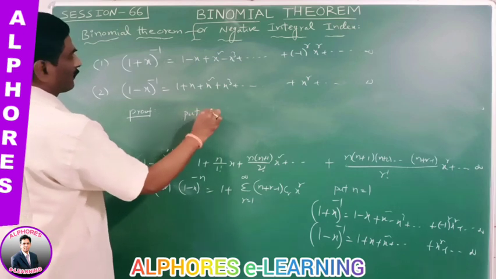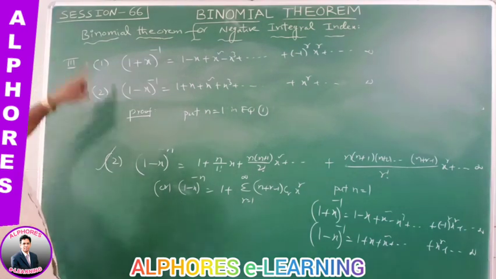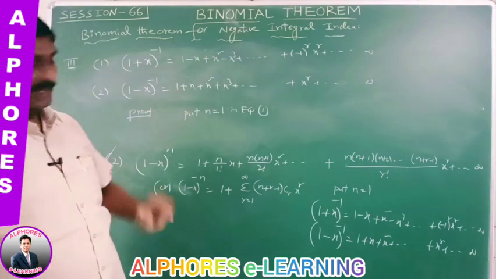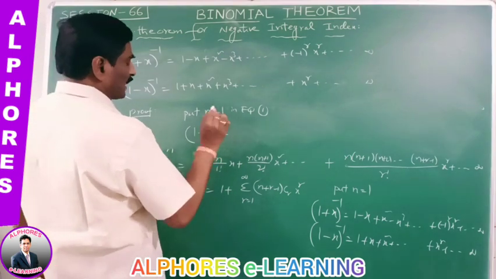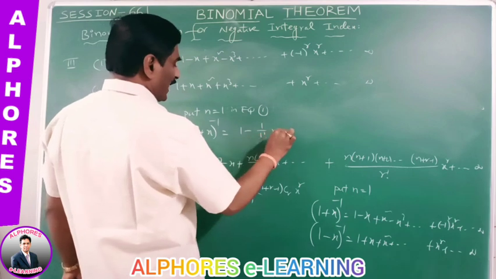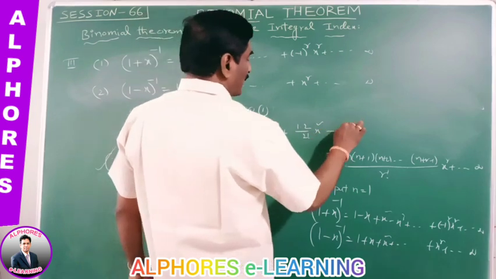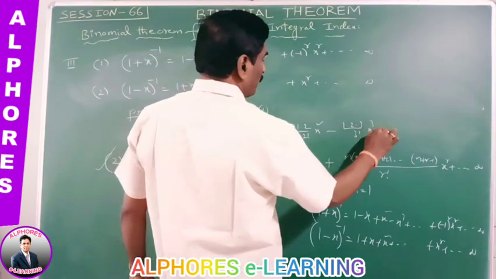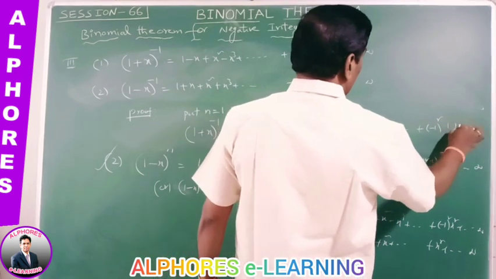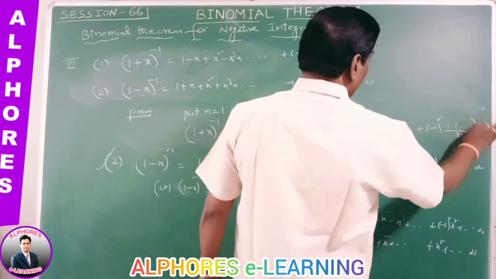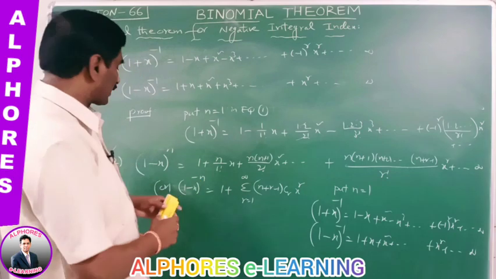Put n is equal to 1 in equation 1. In the Roman number 1, the first value is the first equation, the second value is the second equation. Put n is equal to 1 in equation 1. Then (1 plus x) whole power minus 1 is equal to 1 minus 1 by 1 factorial into x plus 1 into 2 by 2 factorial into x square minus 1 into 2 into 3 by 3 factorial into x cube plus so on. Please write this value. Minus 1 whole power r into 1 into 2 into 3 into so on r by r factorial into x power r plus so on infinite. All of these values are cancelled.